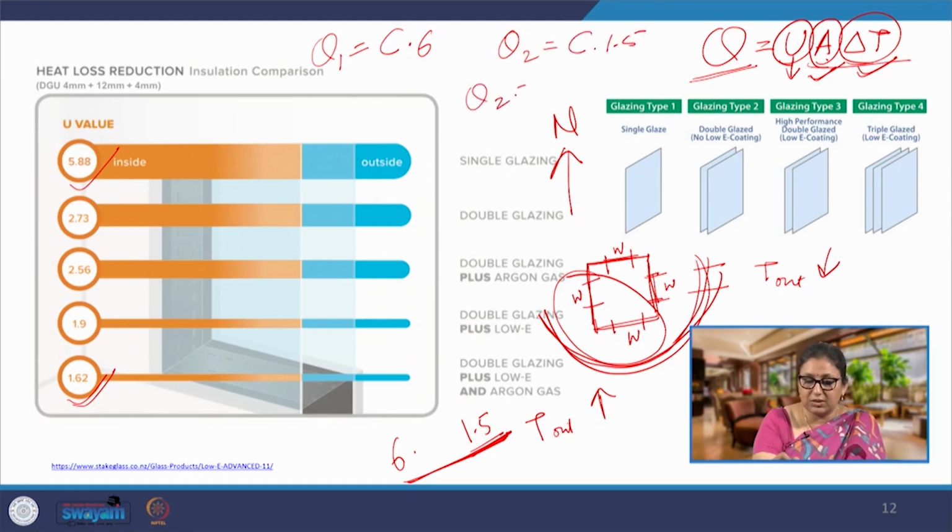So, Q2 is equal to Q1 by 4, 1/4 of the original value. Now, this is the heat exchange. What happens to this heat? We have to extract this heat using say an HVAC system.